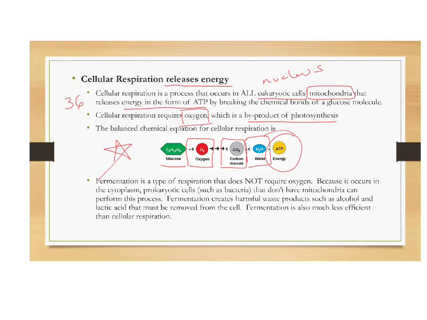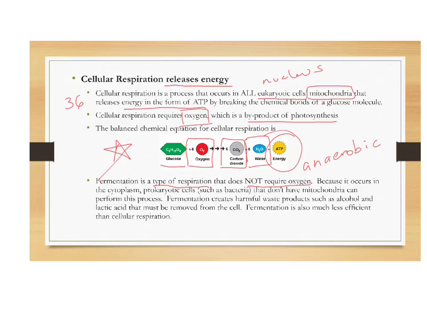Okay? So let's talk a little bit about fermentation. Fermentation is a type of respiration. Yes, it is. But it doesn't require oxygen, which means it is anaerobic. And I'm going to write that word, A-E-R-O-B-I-C. Anaerobic means not requiring oxygen. It occurs in the cytoplasm, not in the mitochondria. So prokaryotic cells like bacteria that do not have specialized organelles can also perform fermentation.